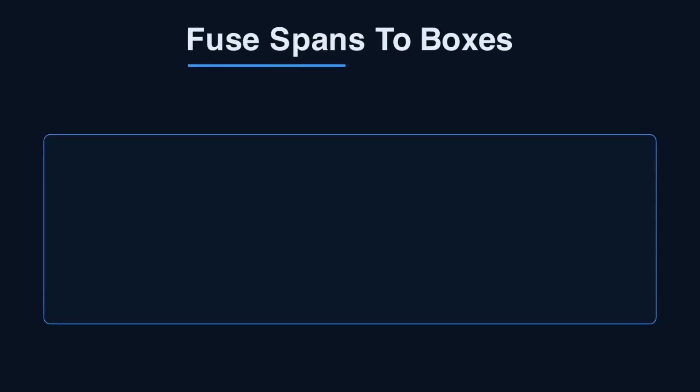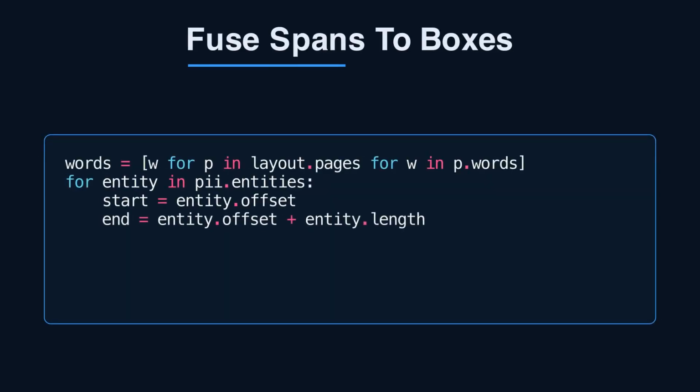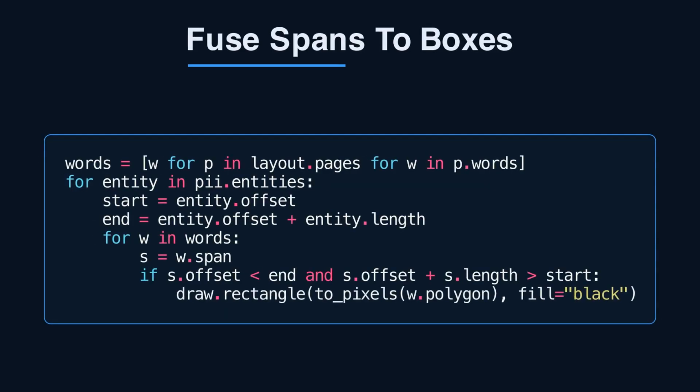Here's the fusion that everyone gets wrong. Language offsets index the text string you sent. Document Intelligence offsets index its own extracted string. If those two strings differ, the offsets silently drift. Rebuild your input text from the exact layout words. Then match each PII span to overlapping word polygons. Draw a filled rectangle over every matched polygon. Test this against multi-column and rotated pages.